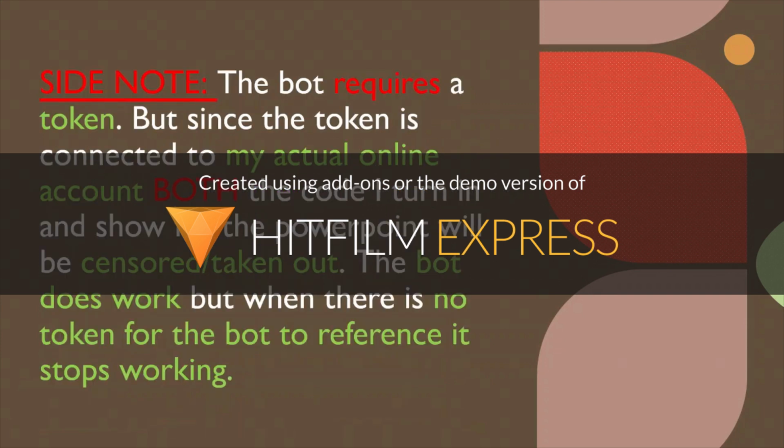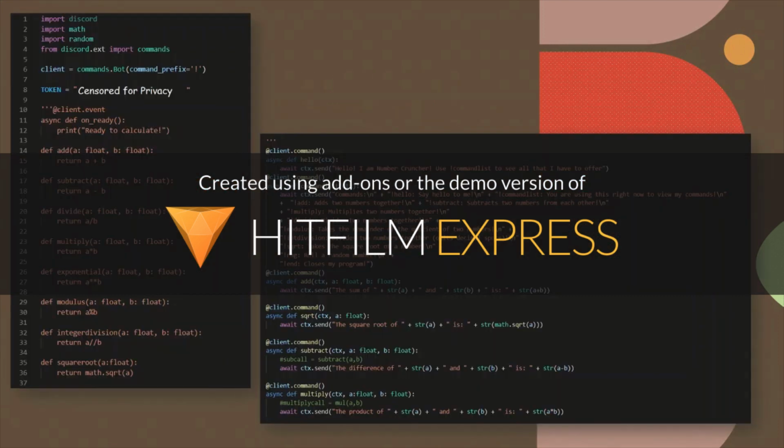As a side note, the bot requires a token, and since the token is connected to an account that I actually use, the code I'm turning in and the code that's on this PowerPoint is censored where the token is taken out, because it can compromise my account, and I'd rather not risk that at all. But the bot does work, and I'm going to show that it works. But when I turn it in, and when you see this video, it won't work as is. There's a couple other things that I had to do outside of it, but explaining that would compromise my privacy. So here's the start of the code.